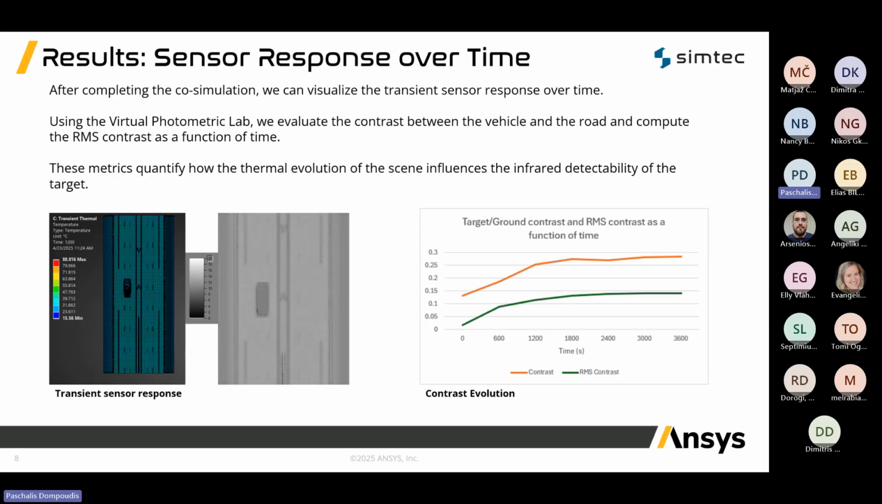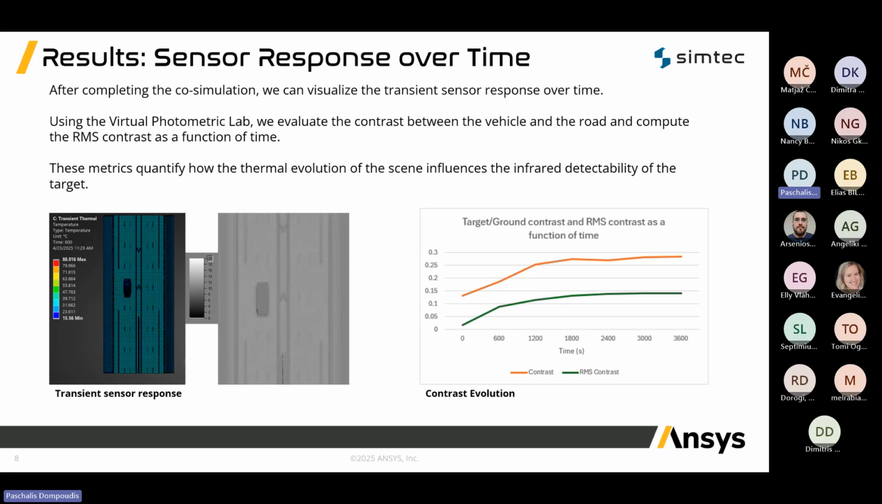After running the full co-simulation, we can look at our final results. On the left, you can see the full transient response as an animation. The left animation is the temperature map from Mechanical. The right one is the resulting infrared image from SPEOS. You can notice how the road heats up and appears progressively brighter to the sensor, while the vehicle heats more slowly, which creates a distinct shape.